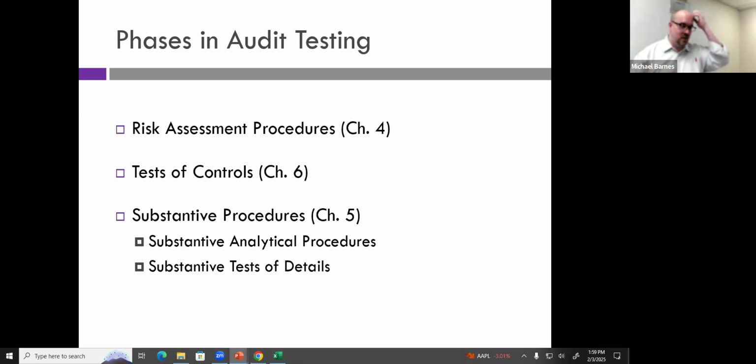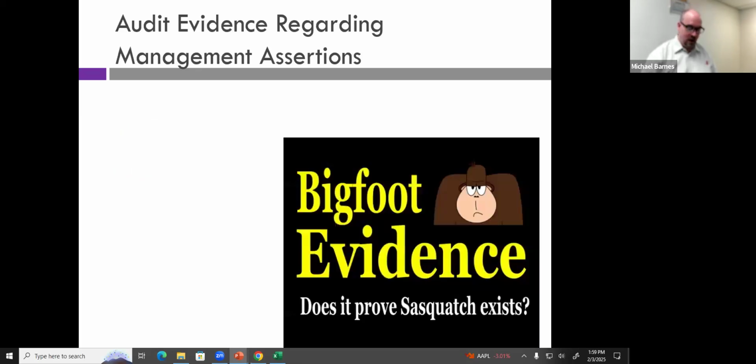We're going to talk more about tests of controls in this lecture, and we're going to talk about substantive procedures at length in the next lecture. But it's important to note that for each of these phases, we have defined evidence that we can gather during each of those phases. So before we can move forward, we need to understand what we can do in each phase, and what that represents. So let's talk about the types of evidence that we can collect.